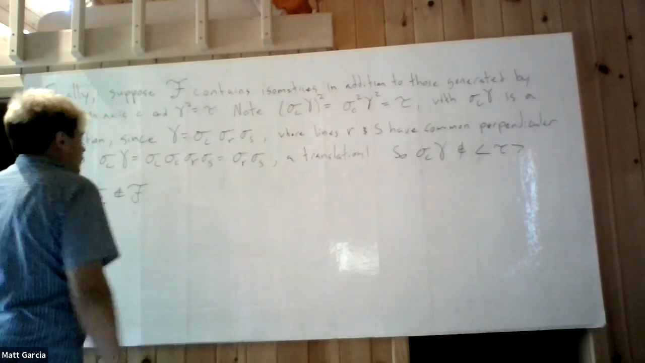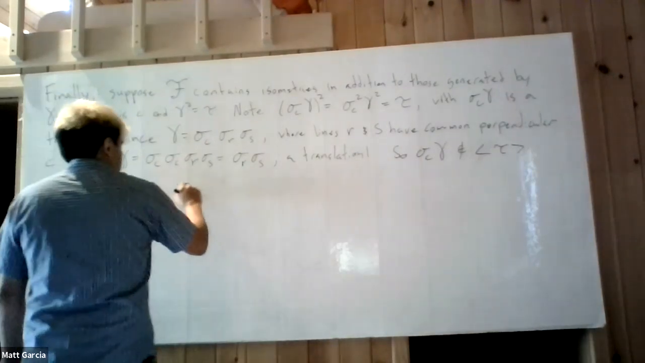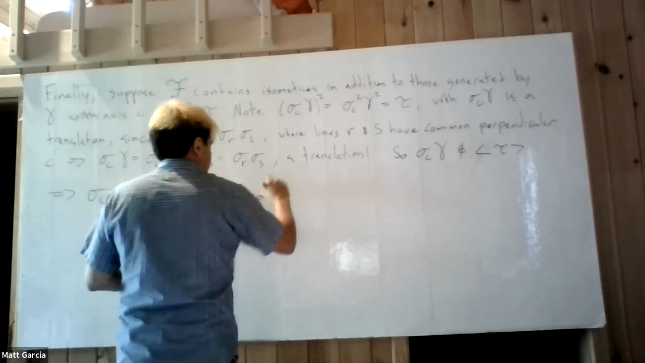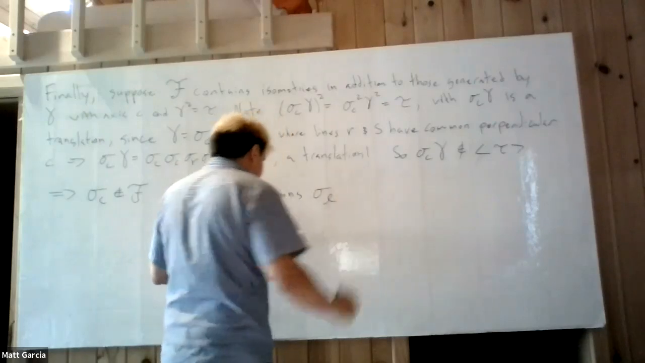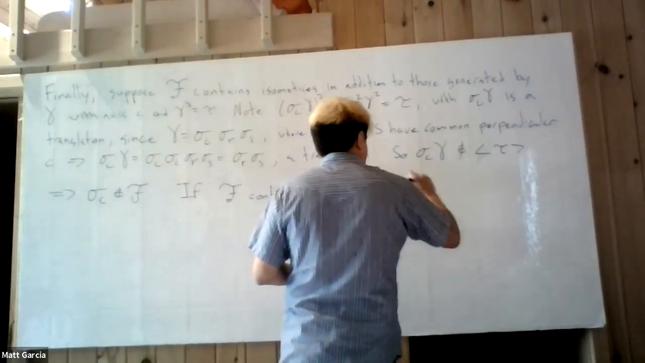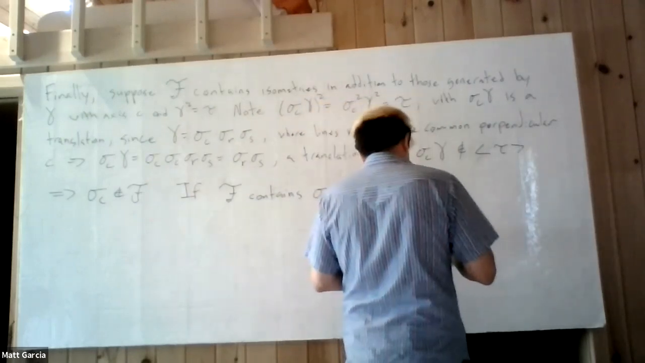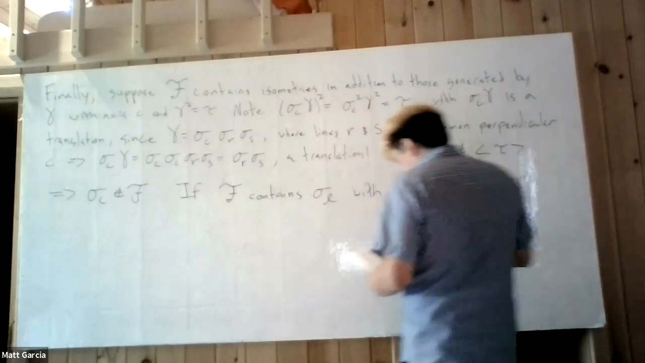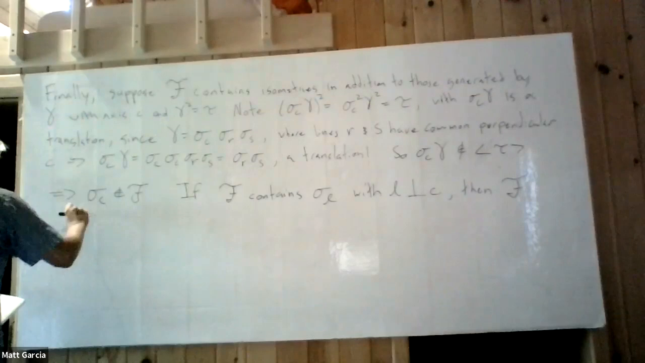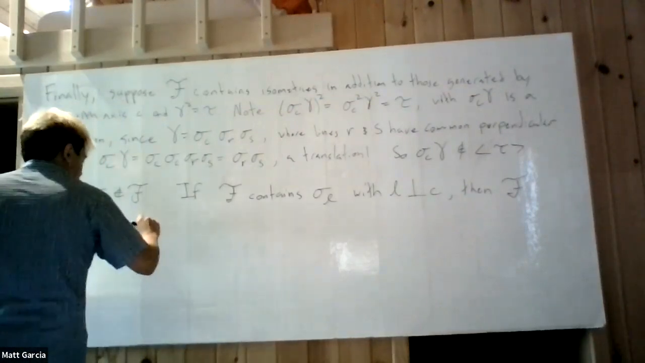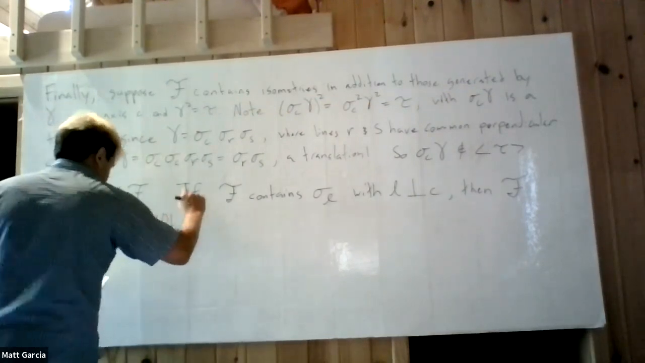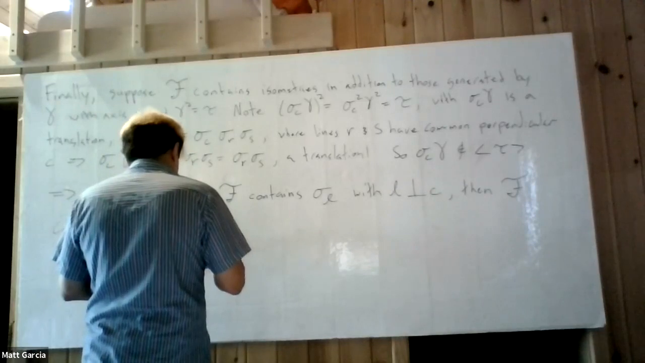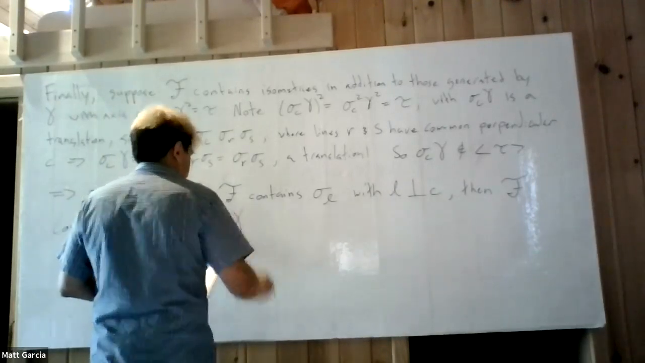So, furthermore, if F contains sigma L with L perpendicular to C, then F contains the half turn, the half turn sigma L gamma. Okay.